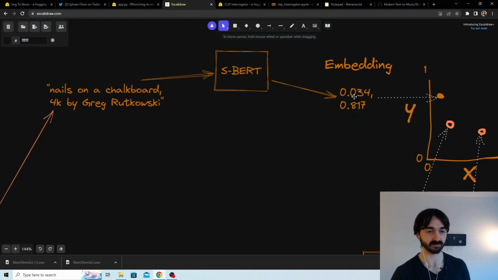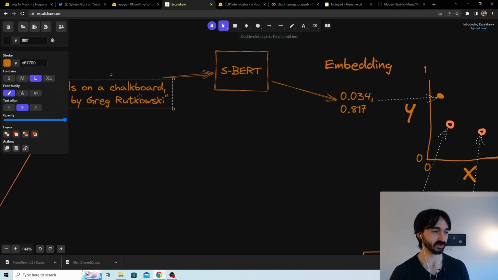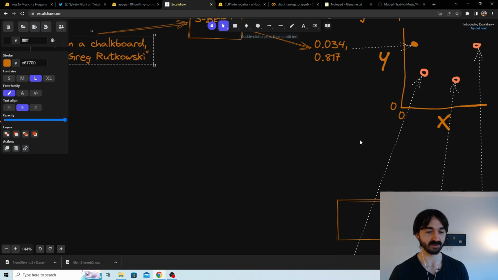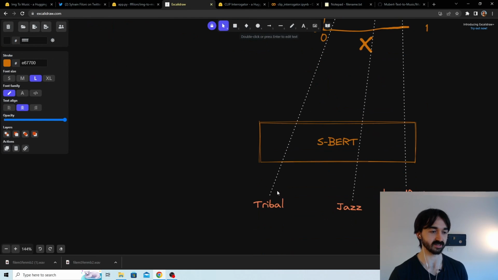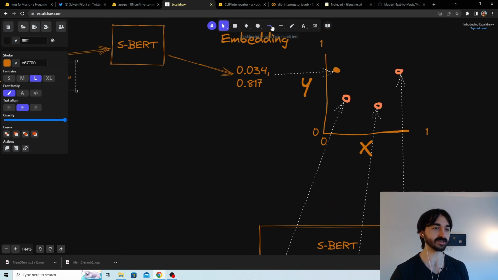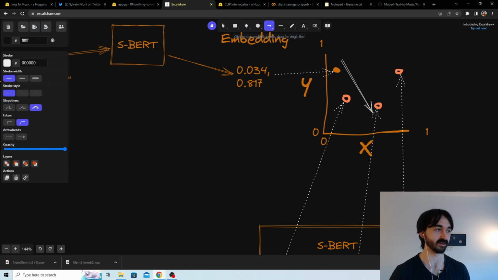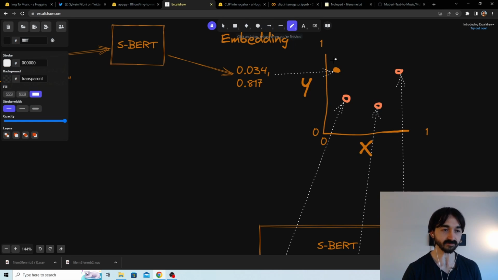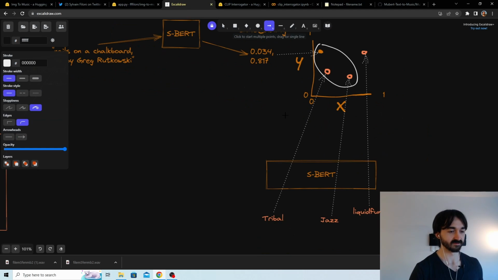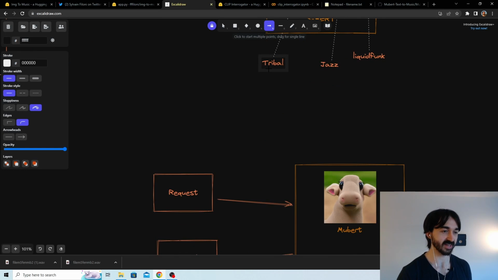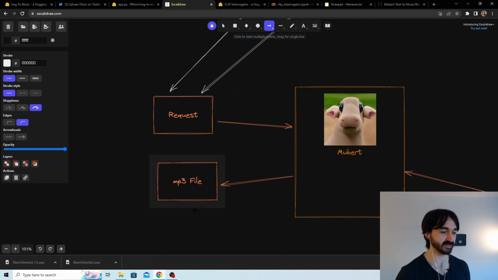So they create an embedding for your prompt. Then they create an embedding out of each tag, tribal, jazz, liquid funk, also using SBERT, right? They pass in the tag and it comes out as an embedding. And they just find the embeddings that are closest to each other in the embedding space. Again, I'm representing them in 2D space, but imagine they're in 384-dimensional space. So now they've got the tags that they think are the best, and then they pass those tags to their API, and the API does some magic, and from those tags it creates an MP3 file.